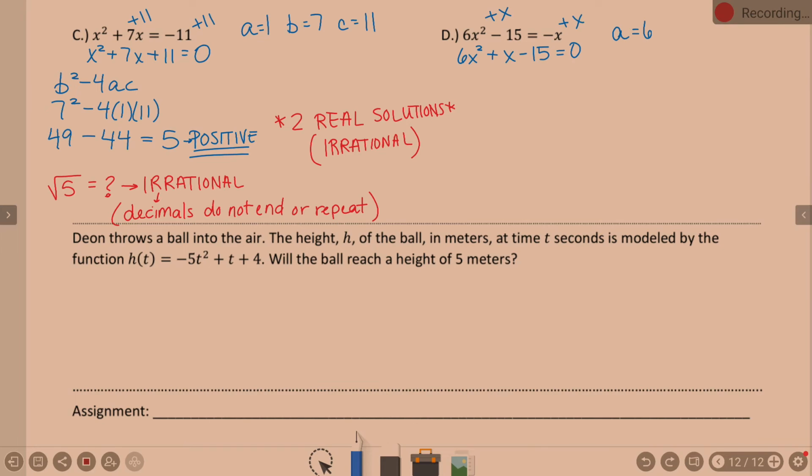A is 6, B is 1, C is negative 15. I don't think that's the part you need my help on, is it? I hope we can figure out our ABCs at this point. Okay.